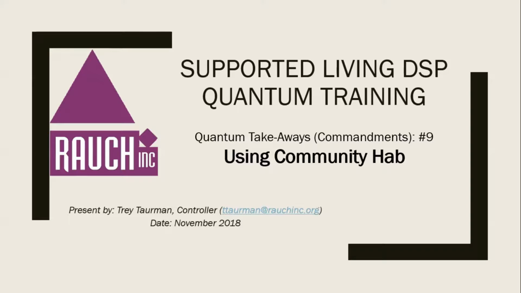Up until now, we've only used Reshab, which means, again, they were in the house. We also learned the other one, which was Absent, which means they were not in the house. Again, the vast majority of the time, you're going to use one of those two. However, there's another billable code that Supported Living is subject to, and that is Community Hab.